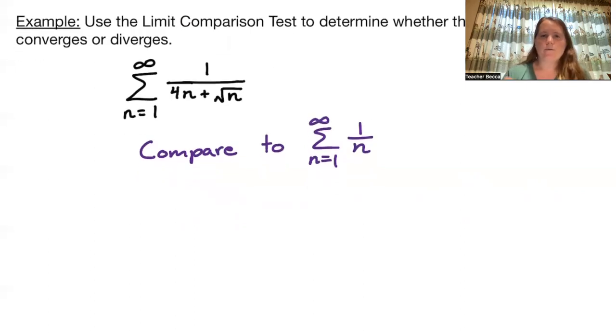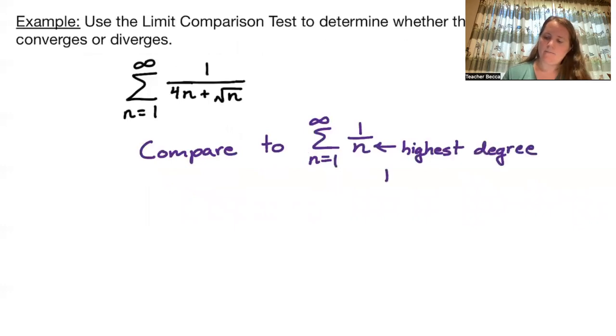So I'm sort of looking at the highest degree term. So this was the highest degree term in the denominator was n, and then the highest degree term in the numerator was just 1.